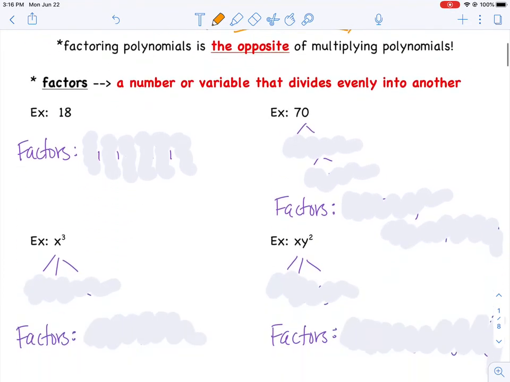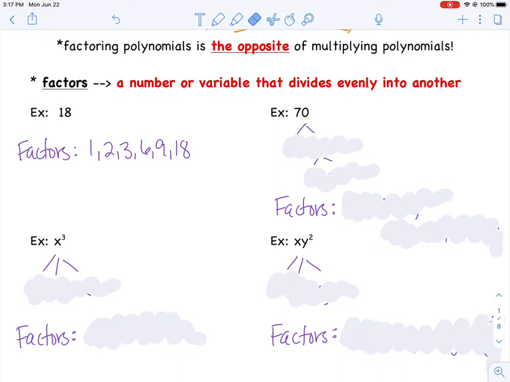Now, a factor is a number or variable that divides evenly into another number. So when I ask you to factor, I'm looking for a number that can divide into it evenly. For example, if I gave you the number 18 and I asked you to list the factors, well, what numbers divide evenly into 18? 1, 2, right? Because 18 divided by 2 is 9, 3, 6, 9, and 18. So those are all the factors of 18.